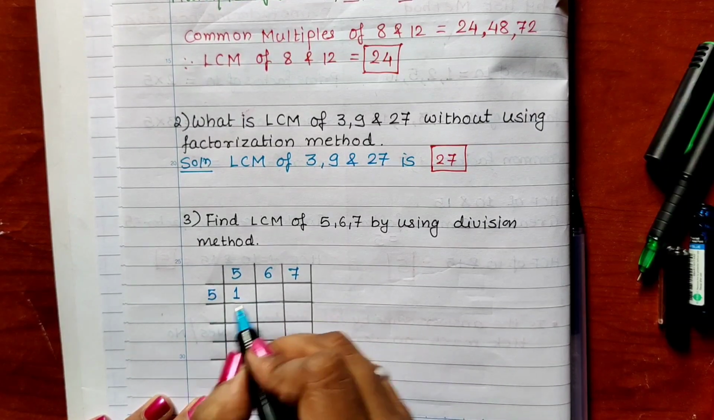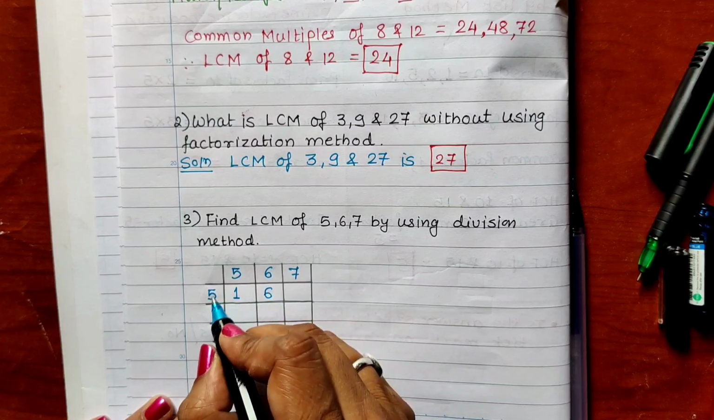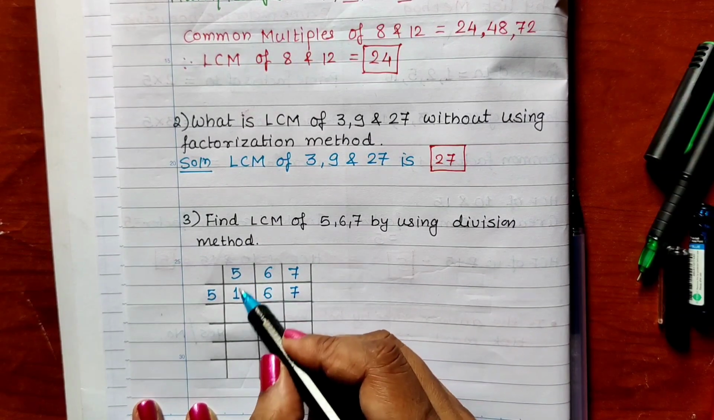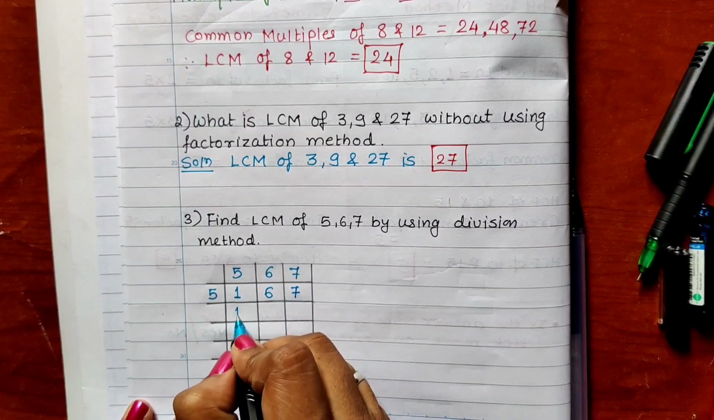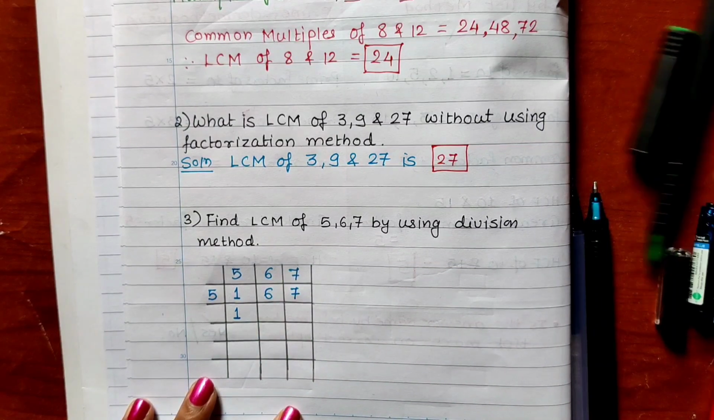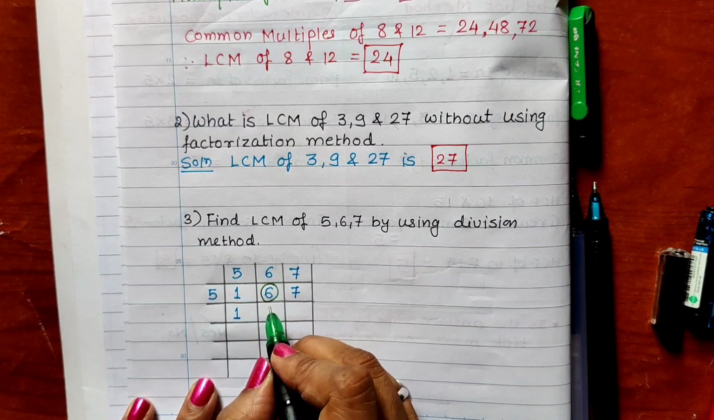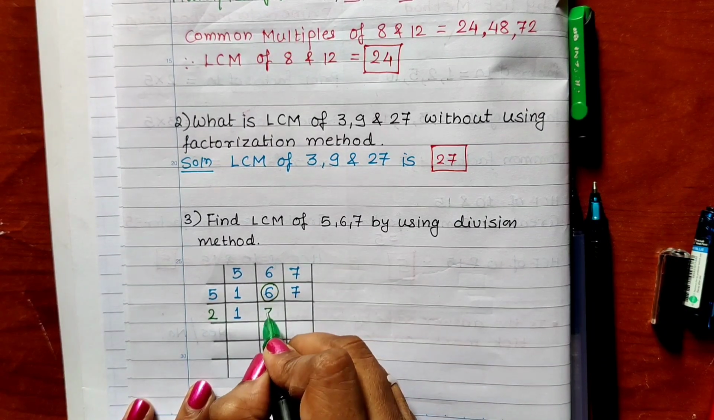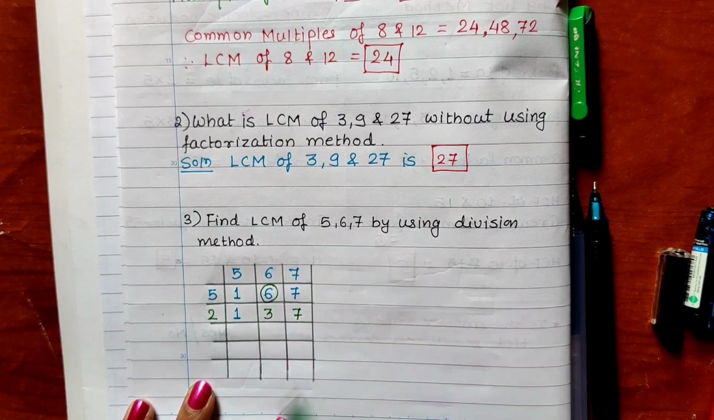5 ones are 5. But 6 is not divisible by 5. So 6 we write as it is. 7 is also not divisible by 5. So 7 we write as it is. Now we have completed this 5 because we have got 1 here. So we keep on writing 1. Now let us look at this 6. This 6 is divisible by 2. Yes. So we can divide 6 by 2. 2 3s are 6. Can you divide 7 by 2? No. So write 7 as it is.